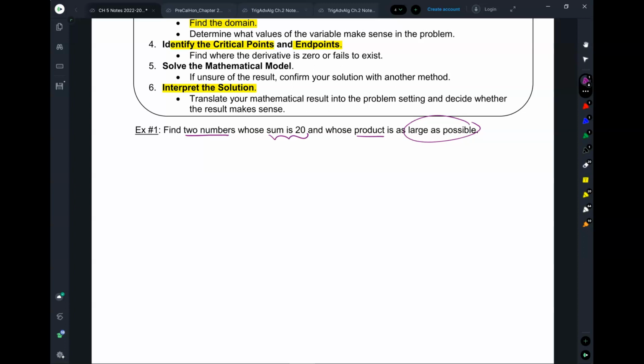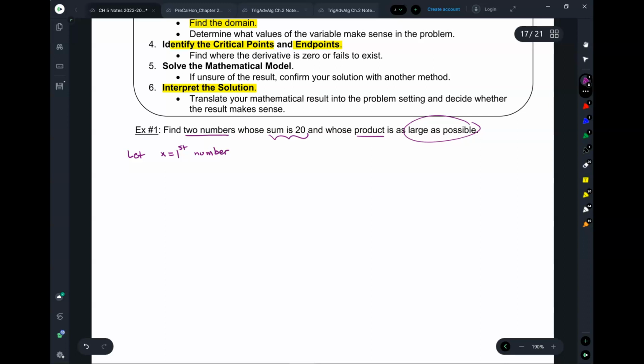Okay, so talking about understanding the problem, you have to identify what it is that you want to be a maximum or a minimum. So here we want the product to be a maximum, the product to be as large as possible. So everything we're going to do has to involve the product of these two numbers. Okay, let's first get the two numbers. We need to introduce variables. So we say, let x be the first number.